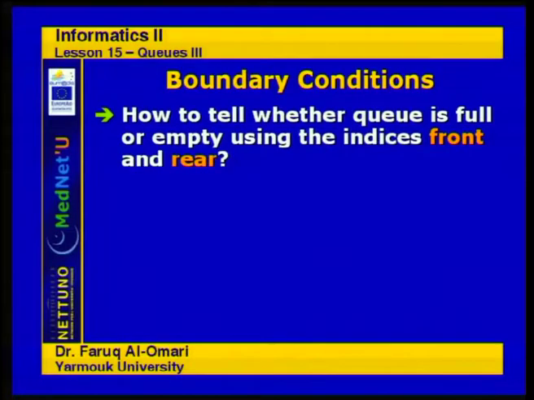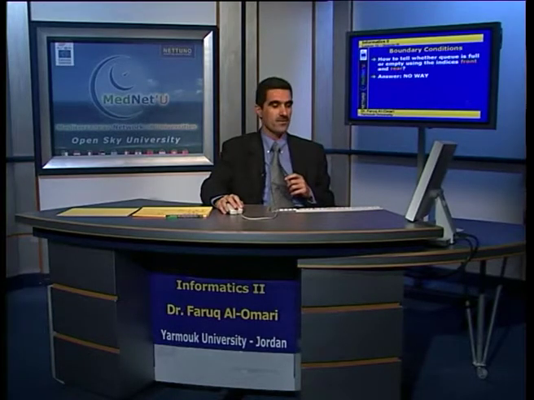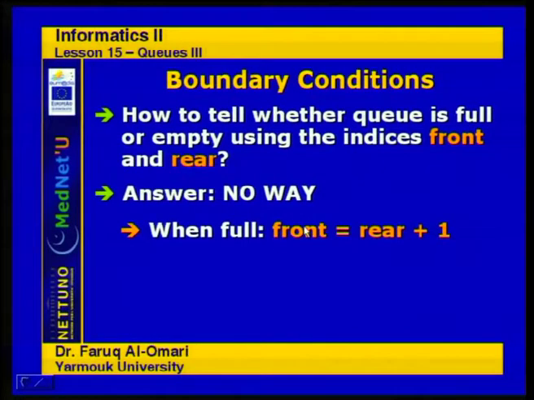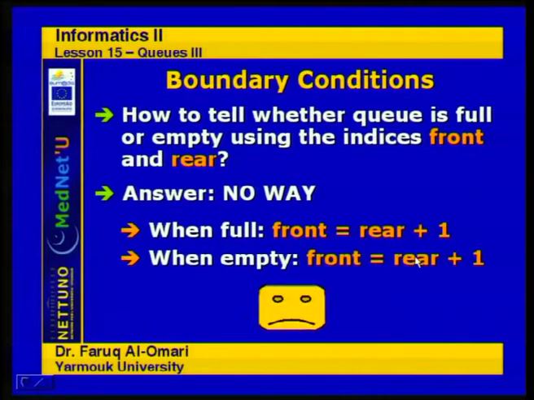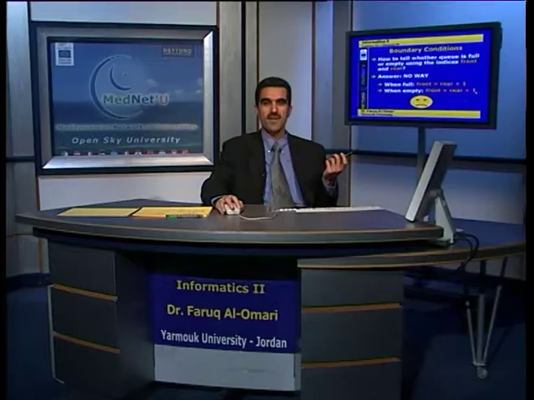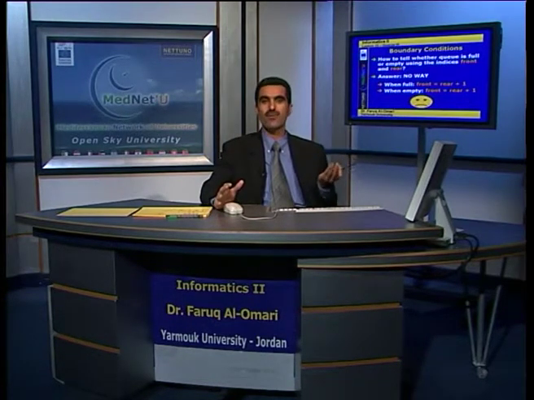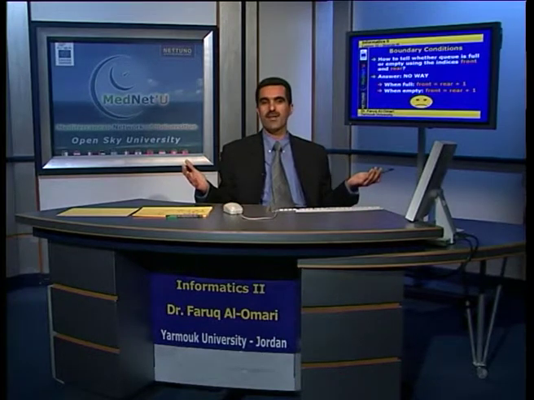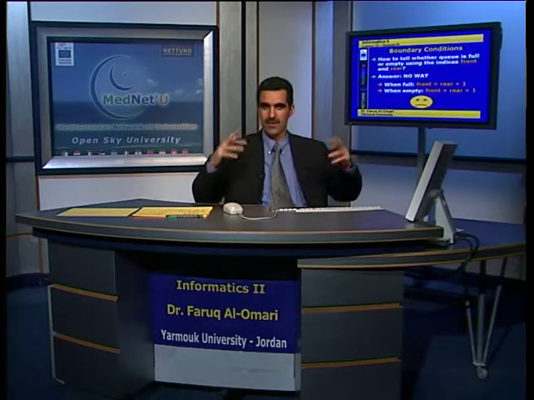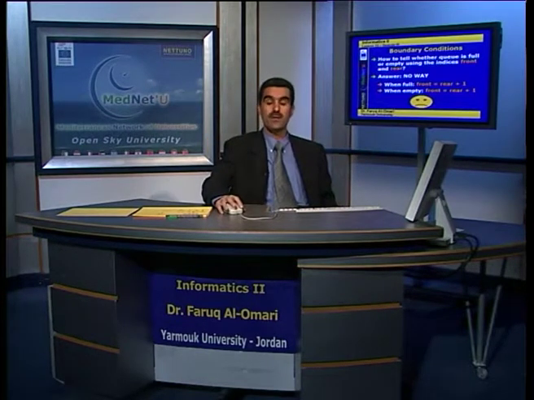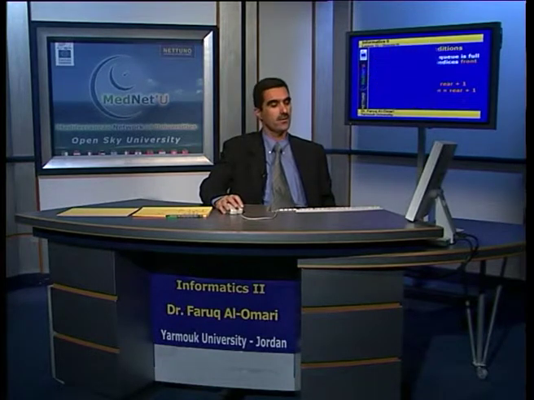How to tell whether a queue is full or empty using the indices front and rear? There's no way, simply, according to what we have on the previous slide. When full, front equals rear plus 1, and when empty, again, front equals rear plus 1. Same thing. So sad. Well, I have to tell, because that's very crucial. I mean, you have so many entries in the queue. Why would you assume it's empty, or vice versa? You know? So we have to find a way to solve this little problem we're having in here.